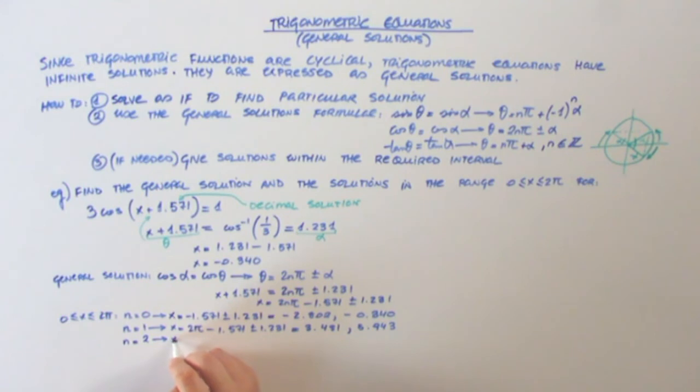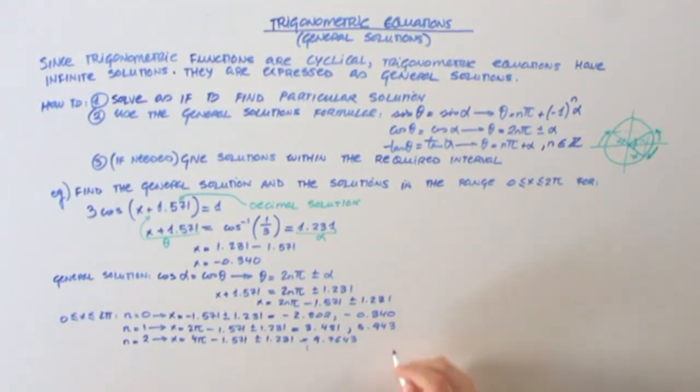I substitute n equals 2, which gives me that x equals 2 pi times 2, so 4 pi, minus 1.571, plus or minus 1.231, and the first one of that gives me 9.7643, which is already over 2 pi, so I know that every other one will be above. That means that only these two are valid solutions in that specified range.